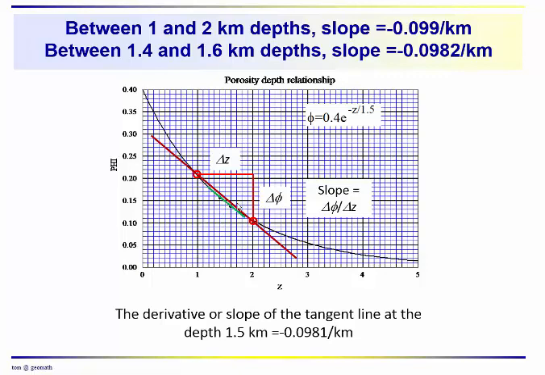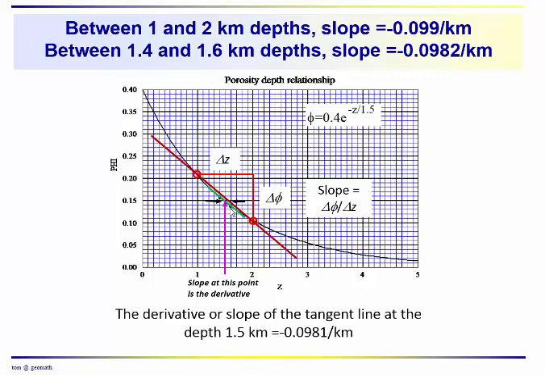So actually this rather crude form of estimating what the gradient is at 1.5 kilometers works pretty well. And the derivative, the slope of the tangent line at 1.5 kilometers, is actually minus 0.0981, so very close to the value we get when we evaluated these 2 points right here. So that's a fairly laborious procedure that we have to go through in order to calculate the slope.